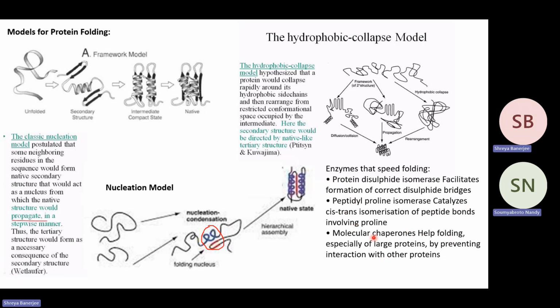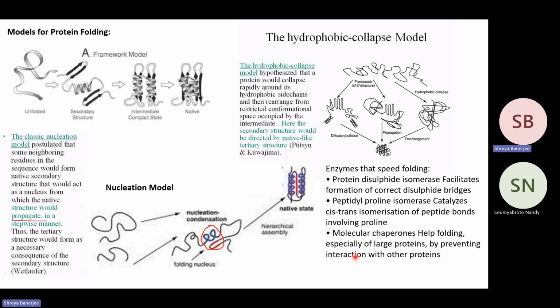Then you have molecules which are called molecular chaperones. They also help in folding of large proteins. So if you have a large protein that is interacting with other proteins, that interaction will prevent the protein folding. So what the molecular chaperone does is that it isolates the large protein so that it does not interact with any other protein, and hence it enables a large protein to quickly fold.